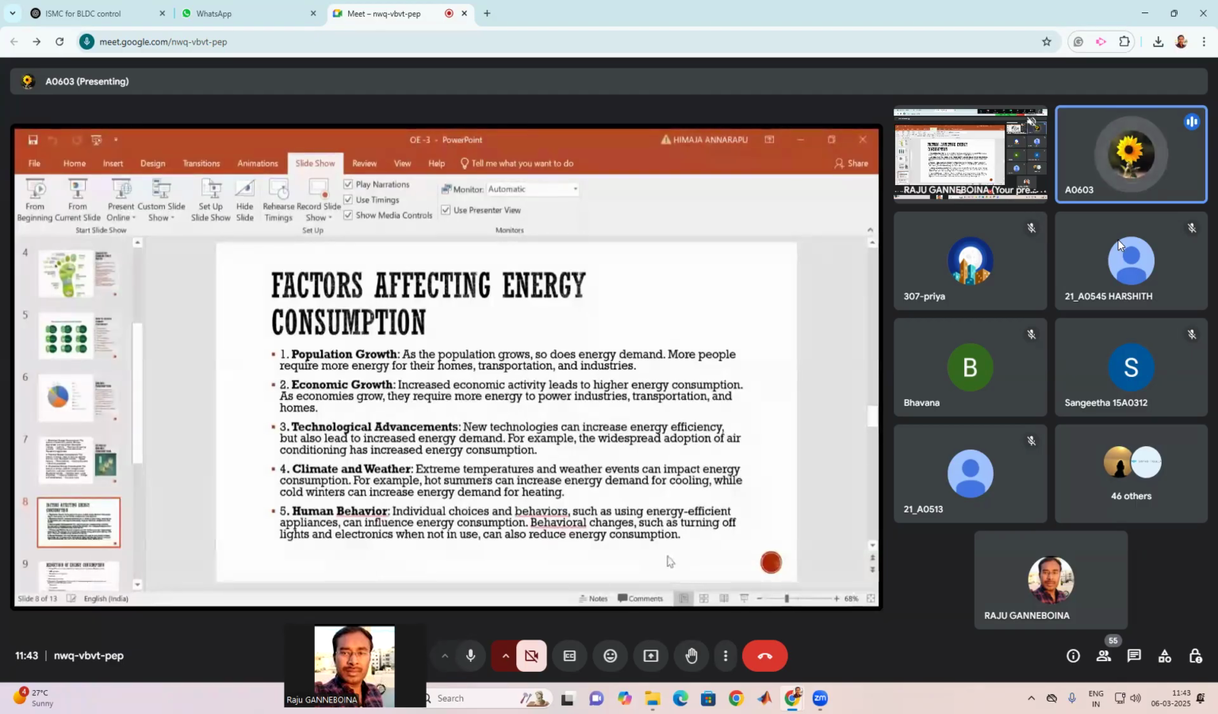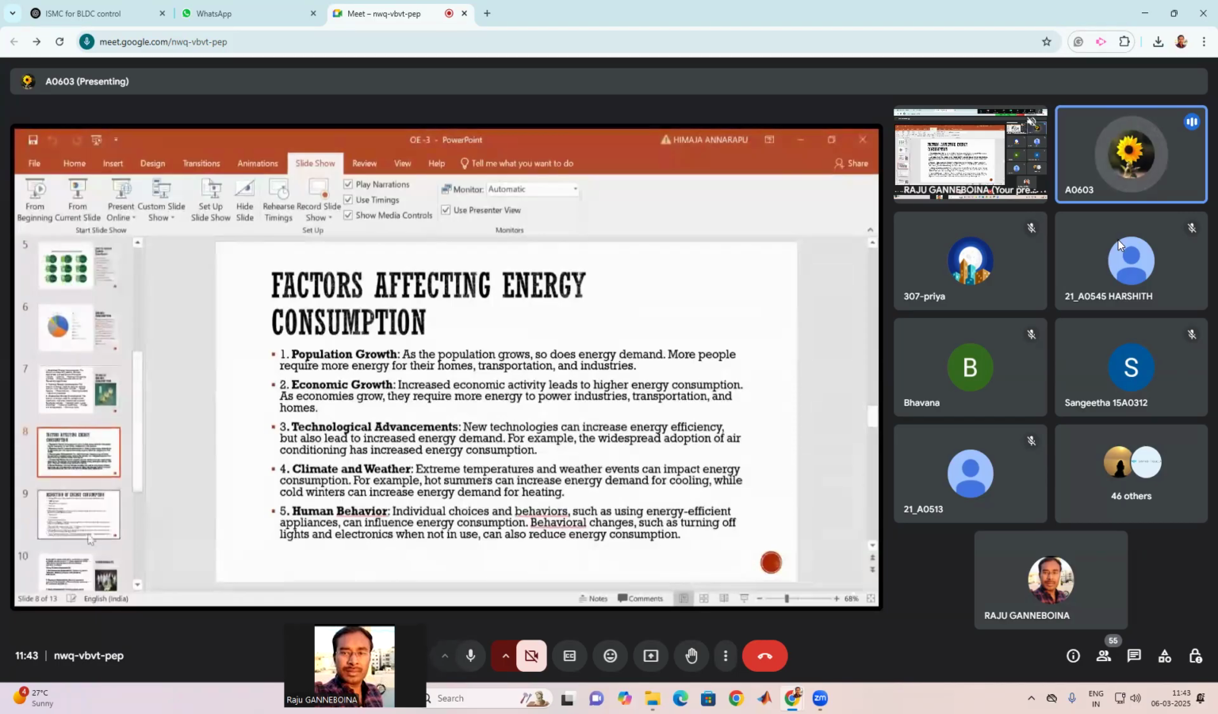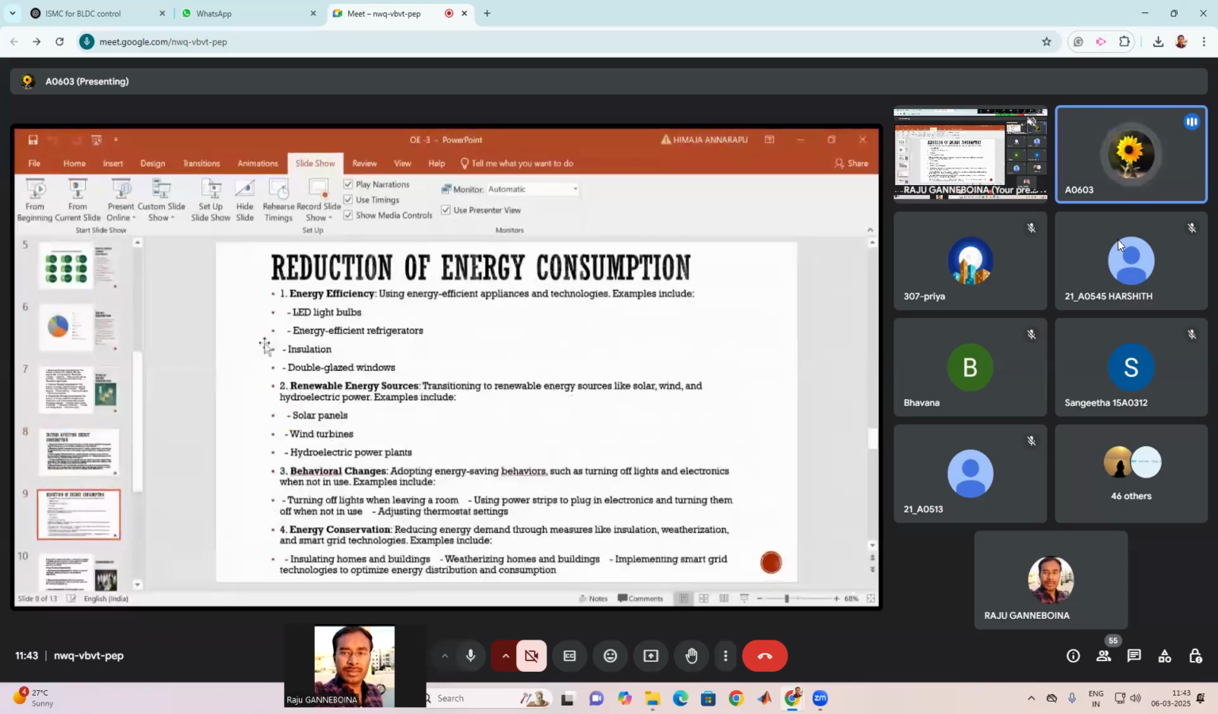When they are not in their homes also, nowadays the lights are being left on in a home, which we can ditch, and now these lead to energy consumption. Next, reduction of energy consumption. How to reduce energy consumption is the motto here. Energy efficiency is the efficient way of using energy. For example, using LED bulbs, energy efficient refrigerators, insulation, and double glazed windows.